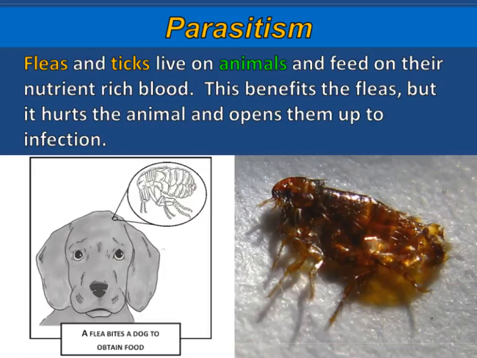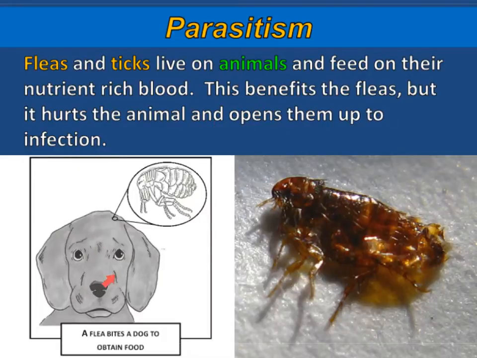So let's talk about some common parasites that you may know of. The first one is fleas and ticks. Fleas and ticks, they live on animals and feed on their nutrient-rich blood. This benefits the fleas, but it hurts the animal and opens them up to infection.